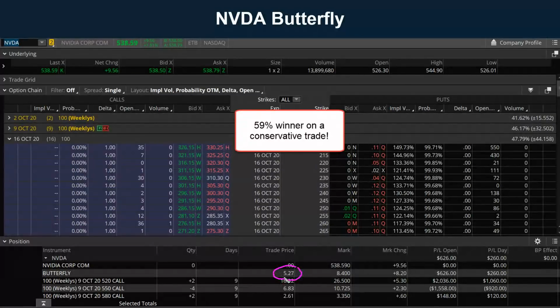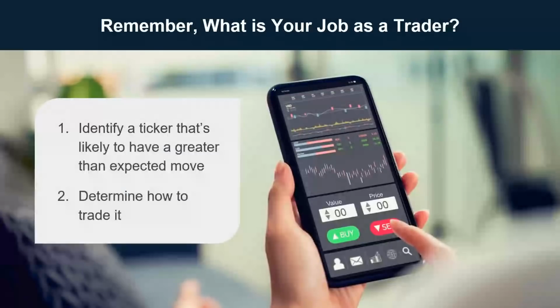I got a conservative butterfly. It was $5.27. And I got out for $8.40. It was a great 59% winner on a conservative trade. So, for me, identifying your job as a trader is the most critical, and identifying the ticker and determining how to trade it is how I do it.